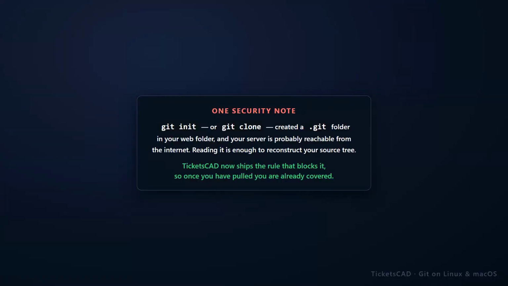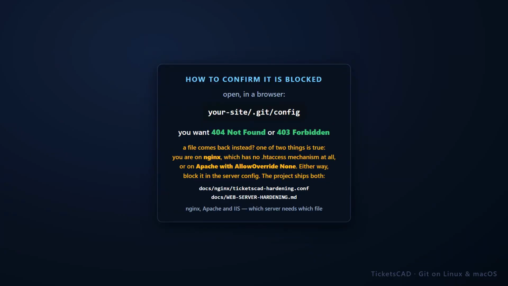One security note, and it matters more on a Linux server than anywhere else, because your server is probably reachable from the internet. Git init, or git clone if you took the first path, created that .git folder inside your web folder, and on a default configuration anyone could read it, which is enough to reconstruct your whole source tree. TicketsCAD now ships the rule that blocks this, so once you have pulled, you are already covered. To confirm, open your site address followed by /.git/config. You want not found or forbidden.